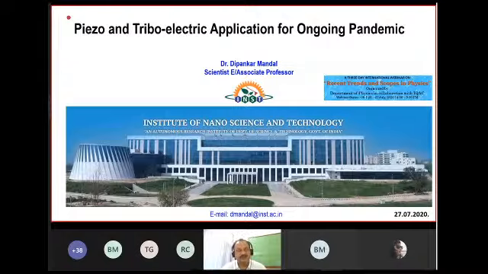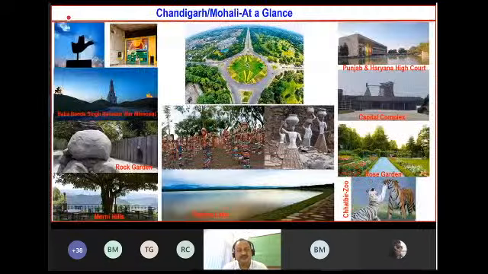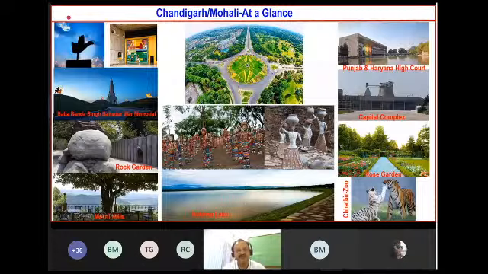So today I am going to talk about some piezo and triboelectric based applications. The background of our institute is that it is a brand new institute. You can say this is one of the dedicated DST institutes for nanoscience and technology. And this is a very short overview about Chandigarh and Mohali where we are sitting. You can see a very nice roundabout in the middle, without even a traffic system. I like this planning very much. It was post-independence, Pandit Jawaharlal Nehru, who had it made with some French architecture.